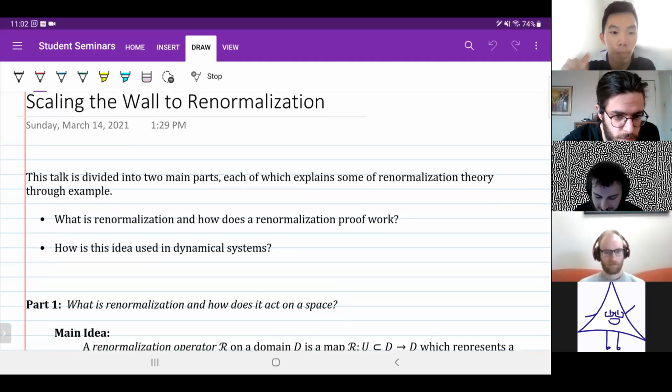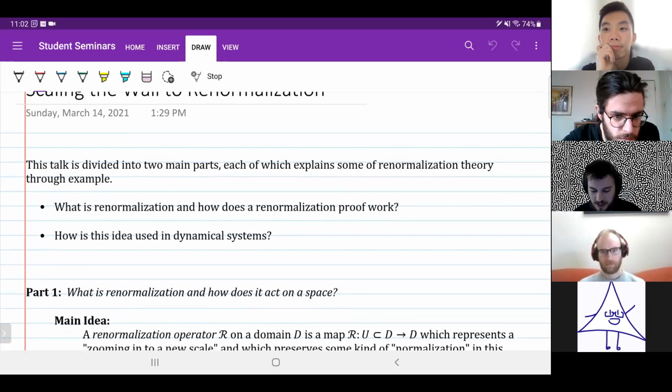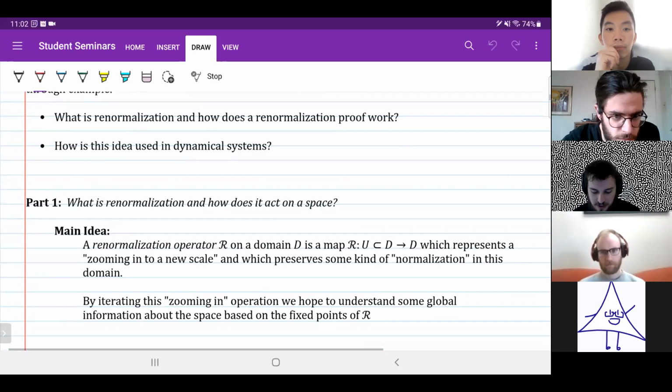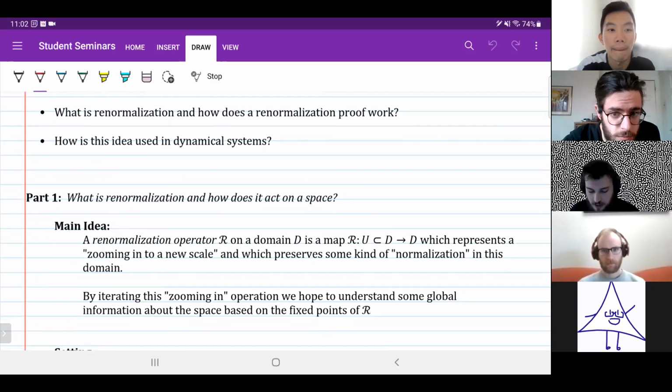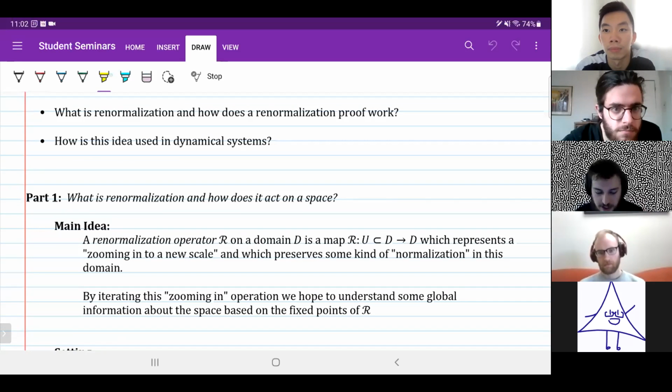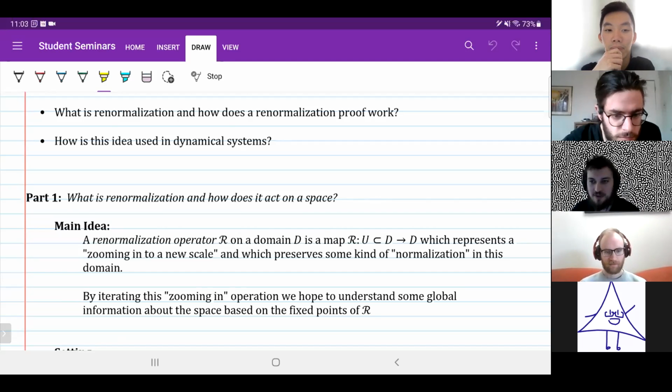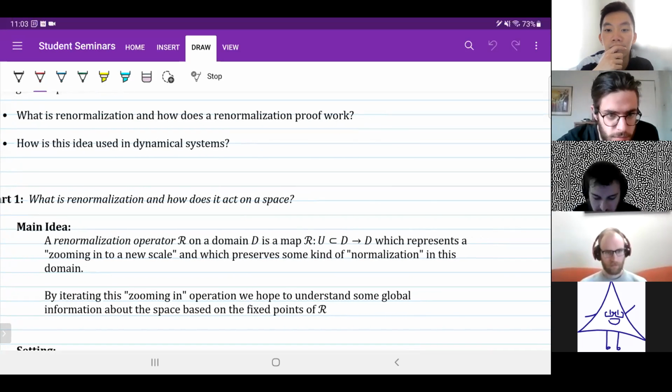So first and foremost, let's start with what is renormalization? How does it act on a space? I've written out this sort of vague definition, which is a renormalization operator on a domain D is a map from some subset of the domain to itself, which represents zooming in to a new scale, and which preserves some kind of normalization in this domain. And I'm being intentionally vague about what these mean because they can mean a lot of things. As a dynamicist, whenever I have any kind of operator, I want to iterate it. So by iterating this zooming in operation, we hope to understand some kind of global information of the space based on the fixed points of R.